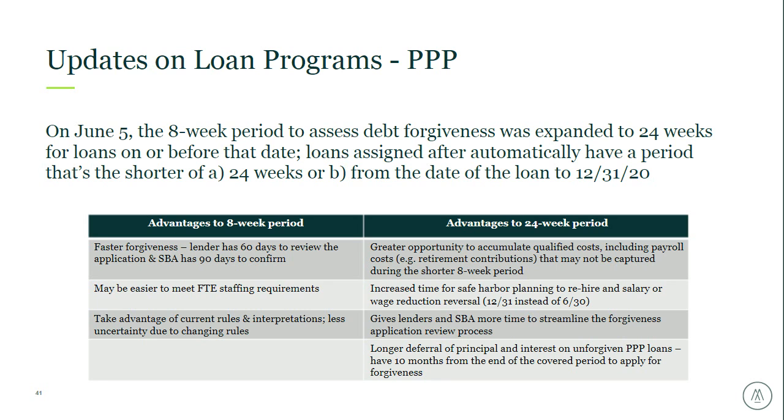Of course, with the 24-week period, it did allow for a greater opportunity to accumulate qualified costs, including payroll, which could be forgiven. So that, of course, I think was the biggest advantageous aspect of that 24-week period, debt forgiveness period. Also, it gave lenders and the SBA more time to streamline the forgiveness application review process.